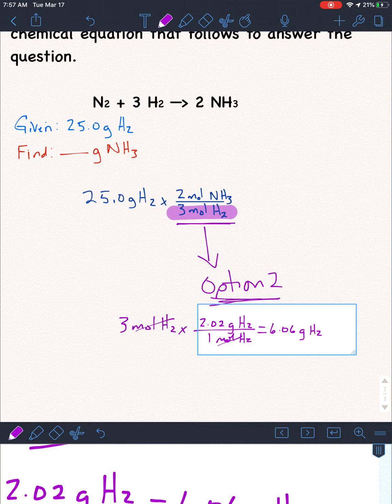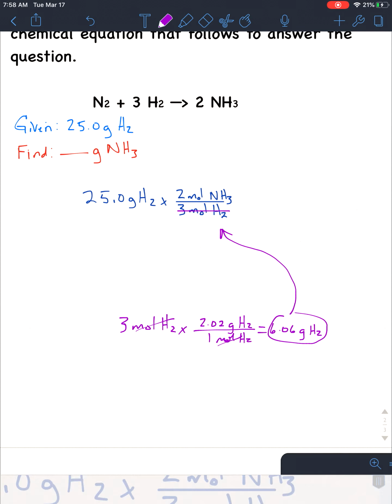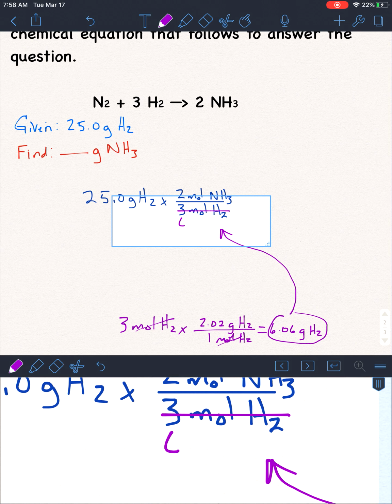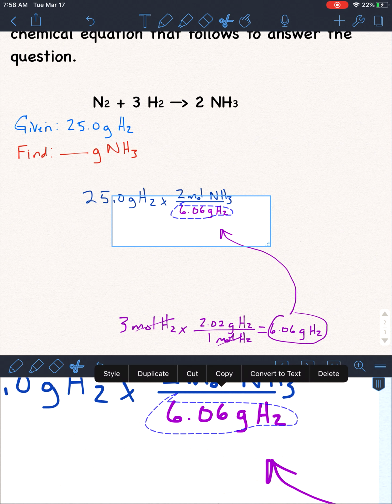So I'm going to take that and I'm going to replace what's in there with 6.06. So I cross that off. 6.06 grams of hydrogen. Because I have a nice computer that allows me to do this, I'm going to go ahead and erase that, make this nice and clean so you can see exactly what this looks like in my head.